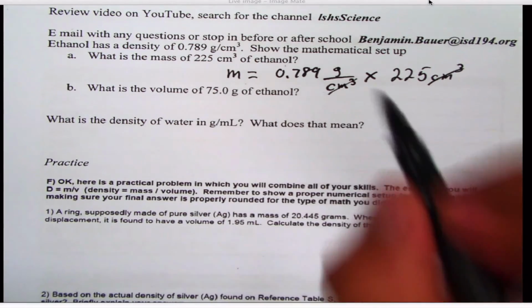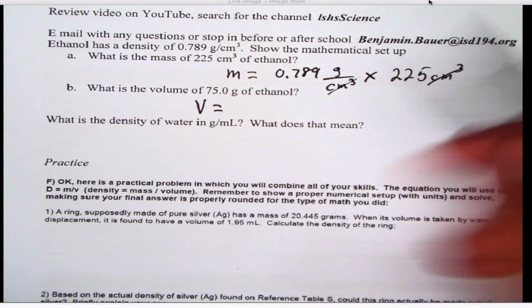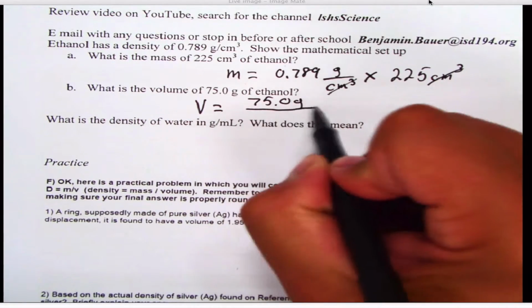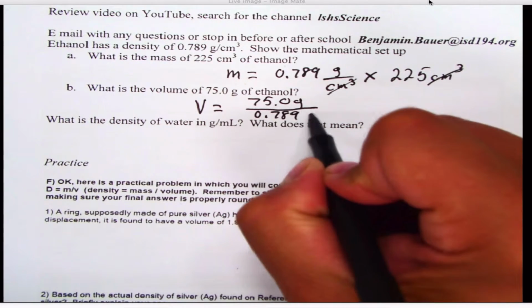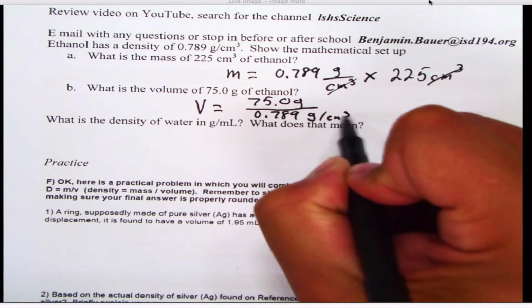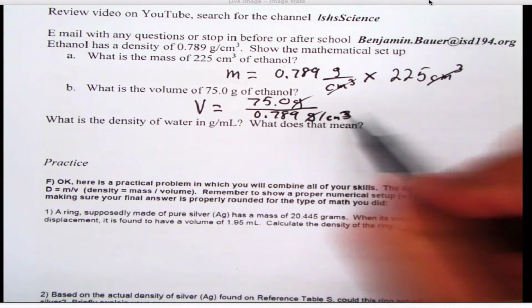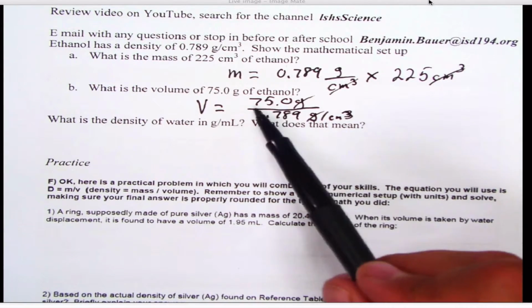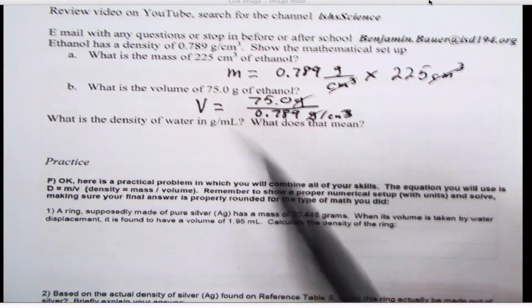So think, volume is equal to mass over density. So volume is equal to mass, 75.0 grams, over density, which they give you, 0.789 grams per cubic centimeter. And really what you're doing here, the grams should cancel out and you're left with your volume, cubic centimeters. This divided by this, it's 3 significant figures. This number should be rounded to 3 significant figures.